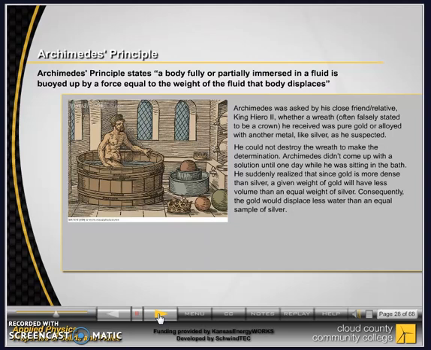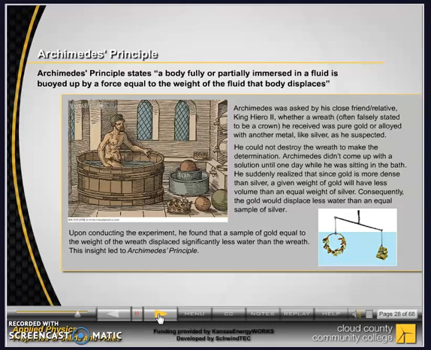Archimedes didn't come up with a solution until one day while he was sitting in the bath. He suddenly realized that since gold is more dense than silver, a given weight of gold will have less volume than an equal weight of silver. Consequently, the gold would displace less water than an equal sample of silver. Upon conducting the experiment, he found that a sample of gold equal to the weight of the wreath displaced significantly less water than the wreath. This insight led to Archimedes' principle.